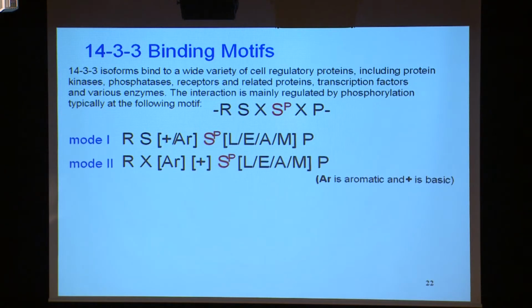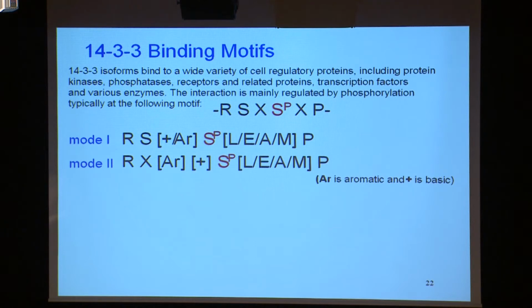And there are some more details of the motif, which I won't go into too much detail, but basic amino acids such as arginine, aromatic or hydrophobic amino acids, phosphorylated serine, and then one of these amino acids is a proline. And clearly, if this serine residue is not phosphorylated, the protein will not interact with 14-3-3 or will interact with very, very low affinity.